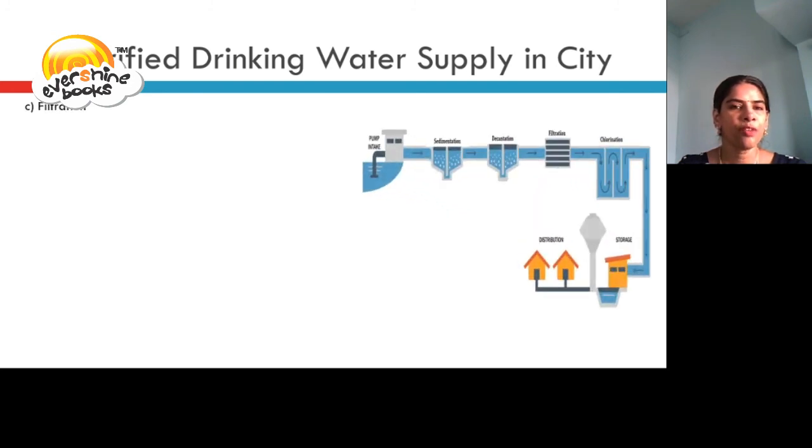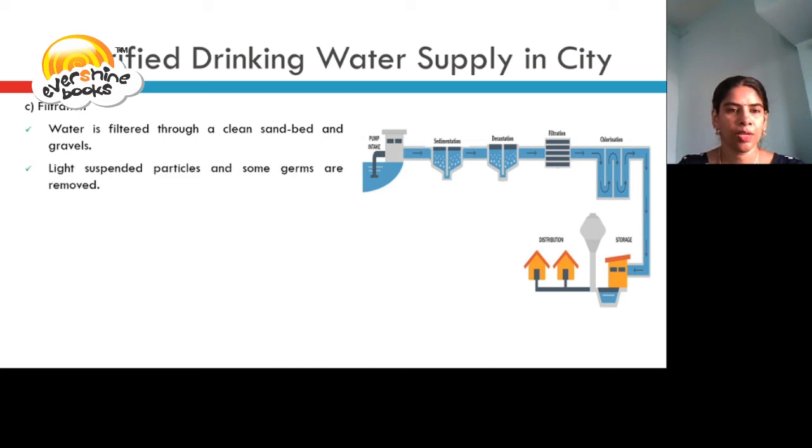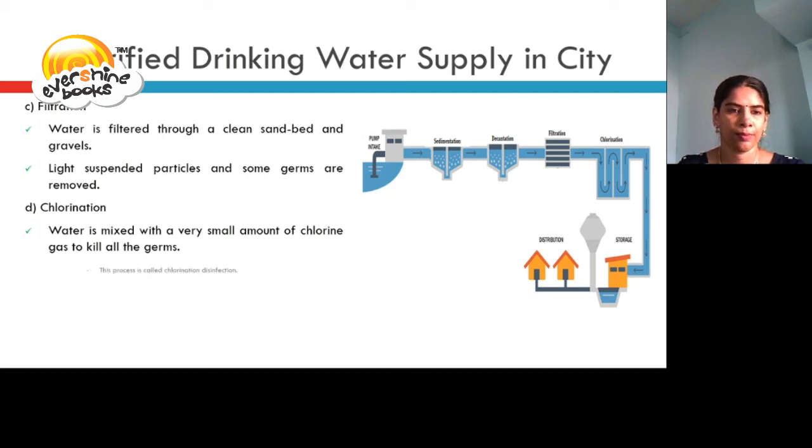The third step is filtration. Water is filtered through a clean sand bed and gravels. Light suspended particles and some germs are removed. The fourth step is chlorination. Water is mixed with a very small amount of chlorine gas to kill all the germs. This process is called chlorination or disinfection.